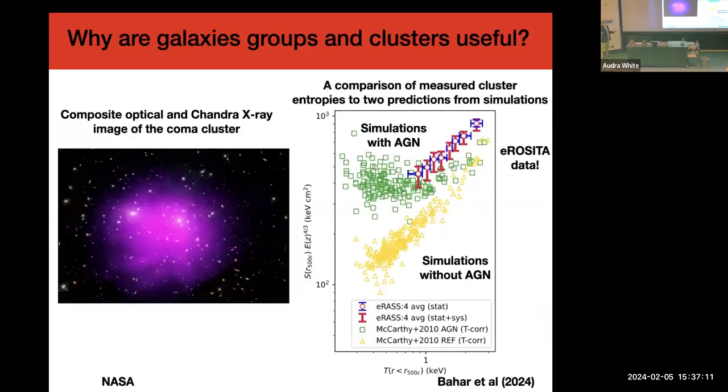So why am I talking about galaxy groups and clusters in this context? Well, actually, we've known for a very, very long time, thanks to X-ray observations, that AGN feedback plays a very important role in these objects. These objects are filled with very hot gas, tens of millions of Kelvin. This radiates in the X-rays, shown here in this lovely Chandra composite image.